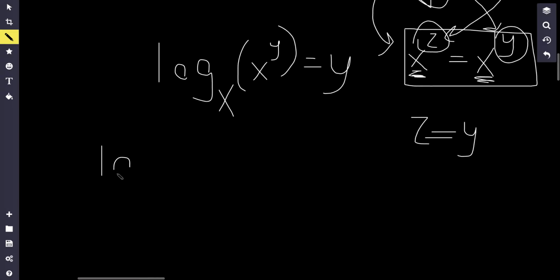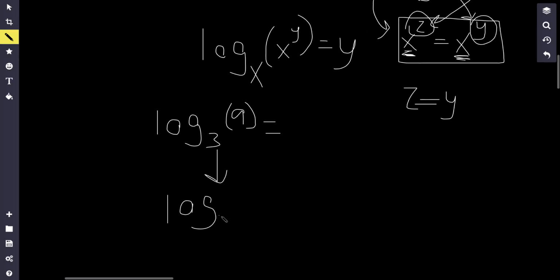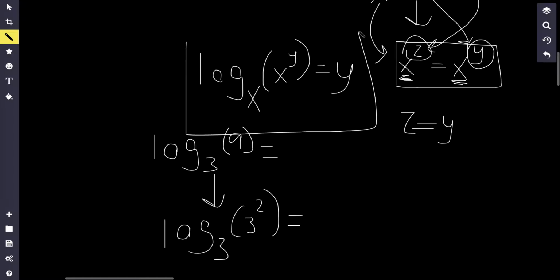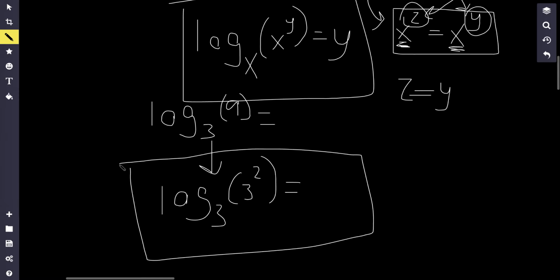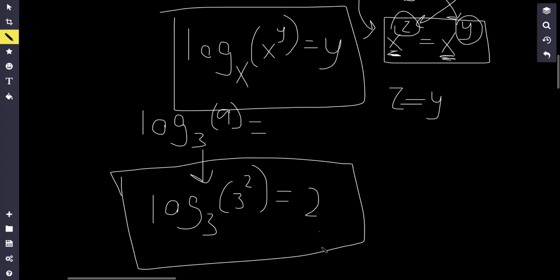So if we have something like log base 3 of 9, and we want to find out what this is equal to, well, we can rewrite this as log base 3 of 3 to the second power, since 9 is 3 to the second power. And you notice how it's in the form of this. So this is just going to be equal to 2. If you have log base x of x to the y power, you're just left with the exponent. If the base of your logarithm is equal to the base of the exponent, the answer is just the exponent itself.